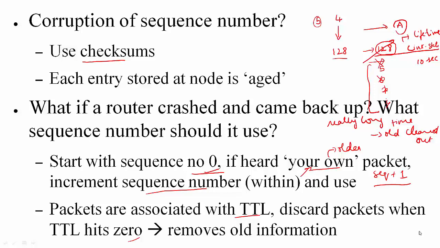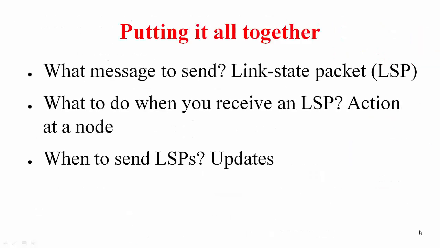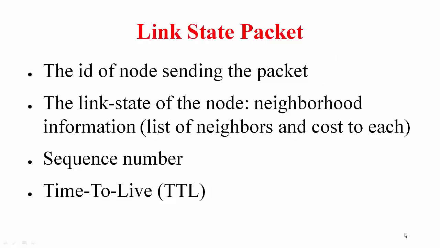So let's put it all together. This is again the protocol aspect. As we have seen before, for a protocol you need to cover what message to send. We call this the link state packet. What information should it contain? What to do when you receive this link state packet? This is the action at a node. And when do you send these link state packets? These we call updates.